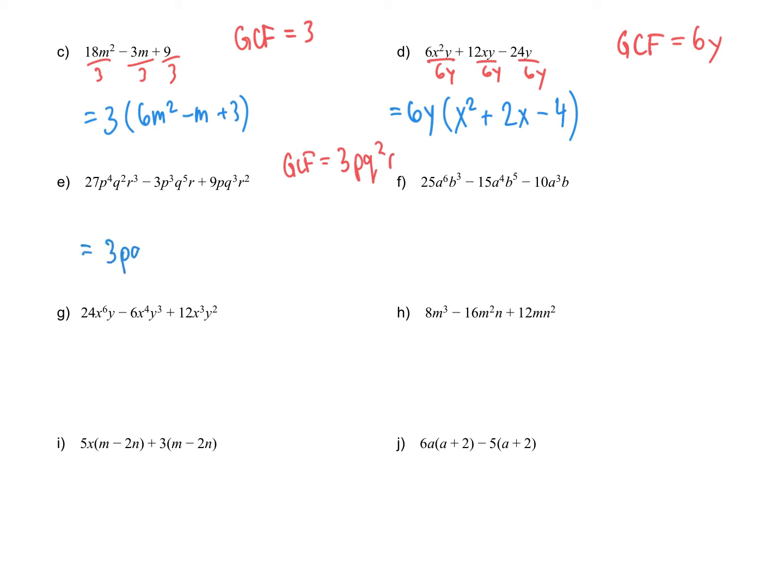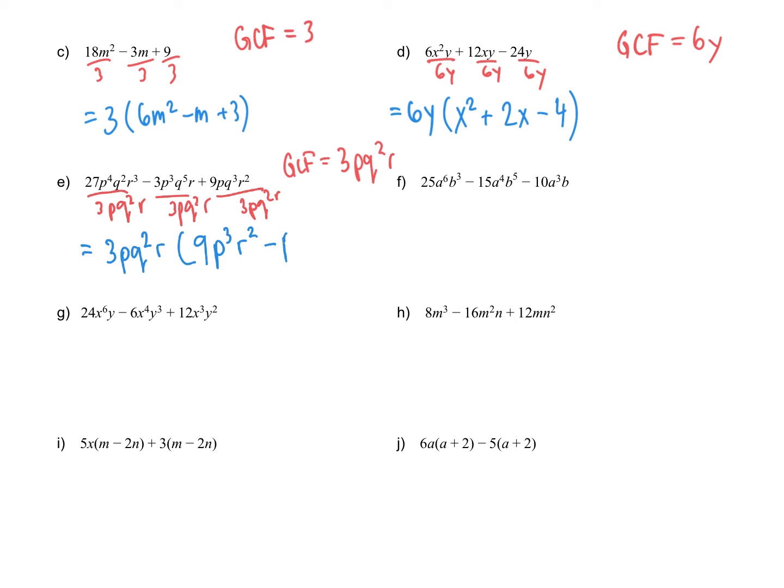So we will write out our common factor, open up a bracket, and then we'll divide each of these by the common factor. All right, so 27 divided by 3 is 9. P to the 4 divided by p is p cubed. Q squared divided by q squared is gone. R cubed divided by r is r squared. Minus negative 3 divided by 3 is negative 1.